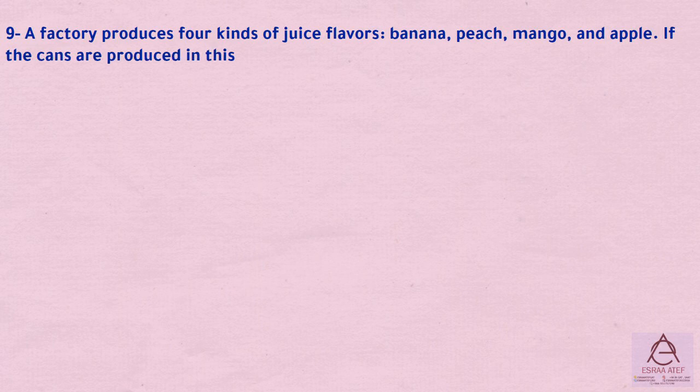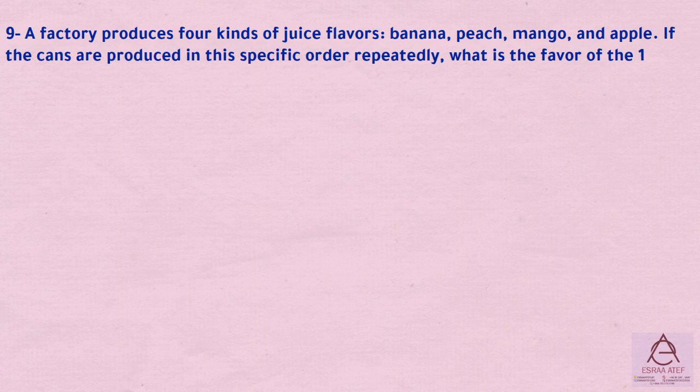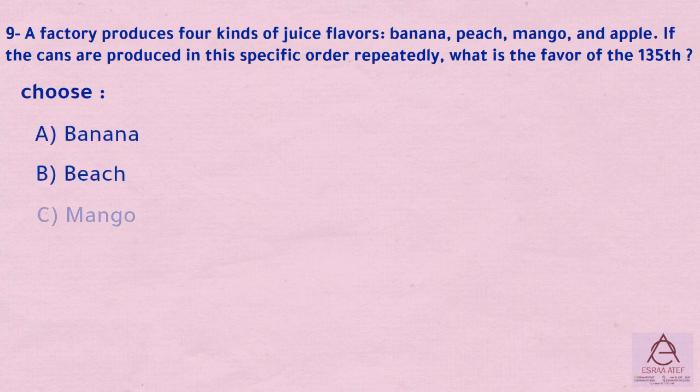Question number 9: A factory produces 4 kinds of juice flavors: banana, peach, mango, and apple. If the cans are produced in this specific order repeatedly, what is the flavor of the 135th can?